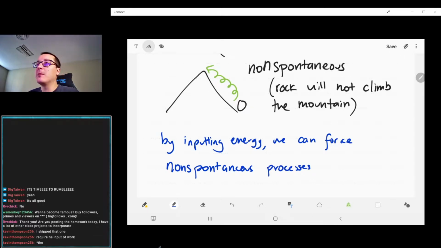And as Kevin has already mentioned, that energy can come in many different forms. So it could be work, it could be heat, it could be any sort of energy, kinetic energy. If something collides with it, it'll roll up the mountain, right? And technically that's work. But by putting in some sort of energy, we can force a non-spontaneous process to happen.